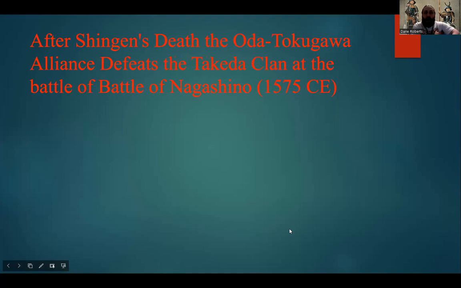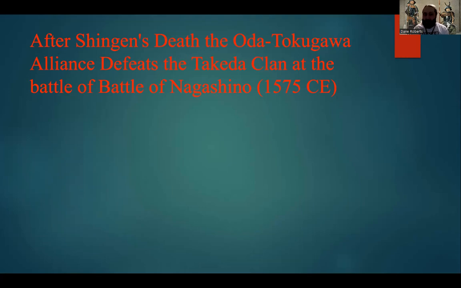And so after his death, the Takeda clan began to weaken without a powerful leader, without the powerful leader and military genius that Takeda Shingen brought with him. The Takeda clan began to sort of tear at the seams. And of course, when weakness begins to take hold, conquerors will take notice and will take advantage of it.